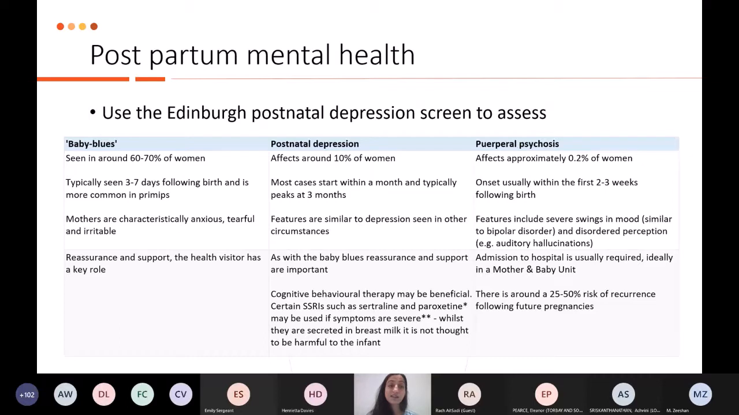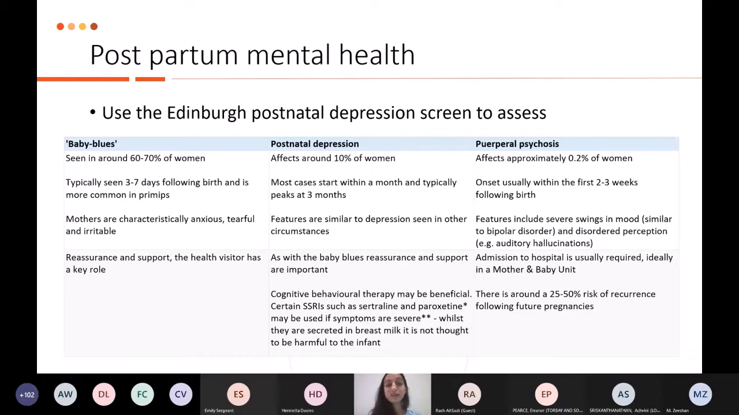About 60 to 70% of women develop baby blues. It's usually seen in the first few days of giving birth, going home, adjusting to this completely new thing that's happening in your life. And is that the 3 Ps? Sorry, I'm looking at the chat as we go along.